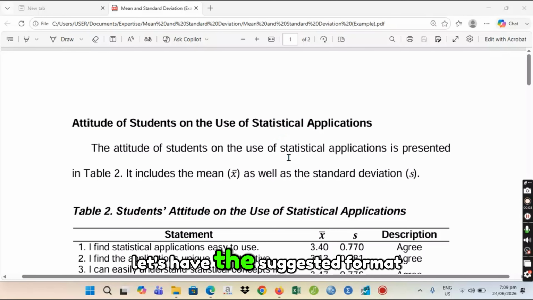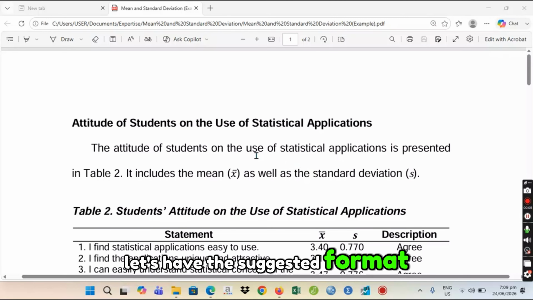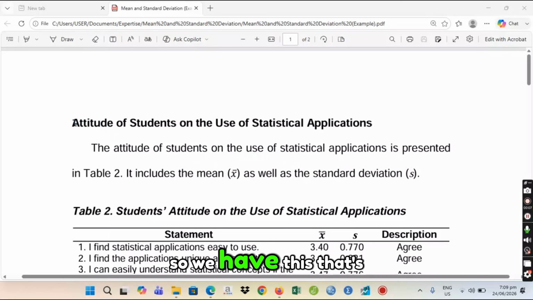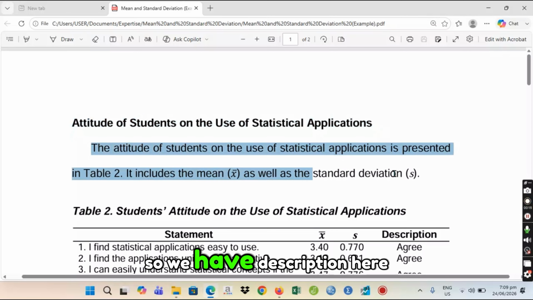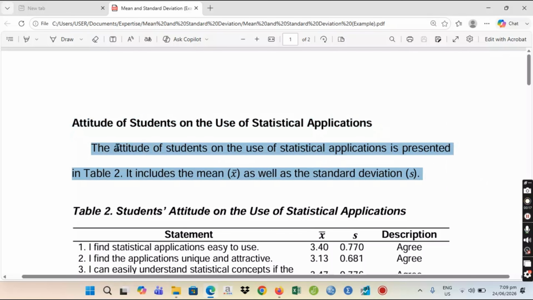Let's have the suggested format in research context. So we have this as our title, Attitude of Students on the Use of Statistical Application. So we have the description here. The attitude of students on the use of statistical applications is presented in table 4. It includes the sample mean X bar as well as the sample standard deviation or small letter s.